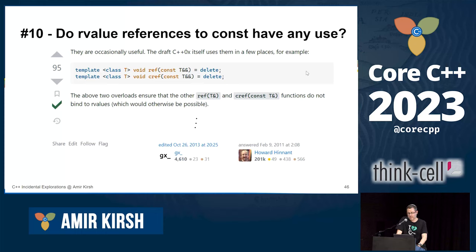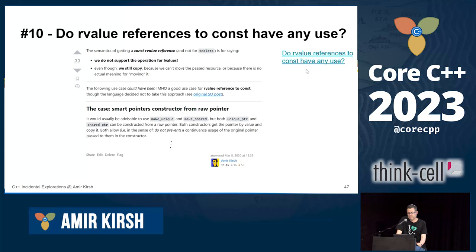The answer that I gave is that smart pointers' constructor, as an example, I mean, we can think of other similar use cases. Let's talk about the use case where we want to create a smart pointer from a raw pointer. In a way, we cannot change it, it's in the language already. But if I would think about that, I would say that the constructor of a smart pointer shouldn't allow creating a smart pointer from an L value of a raw pointer.